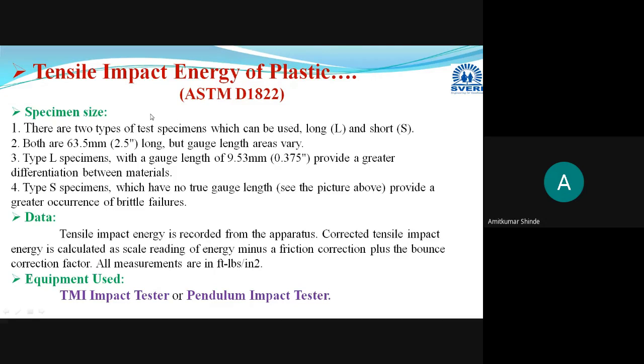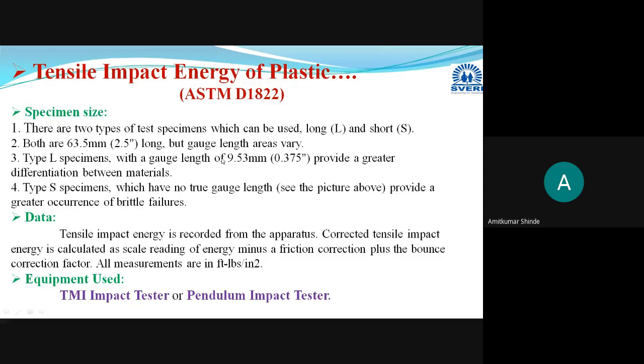Now in this case, you can prepare the specimen in two ways. You can prepare one long specimen, and you can also prepare a short specimen. The long one will be denoted by L, and the short specimen will be denoted by S. Whenever you are preparing the long specimen, the gauge length is 9.53 millimeter.